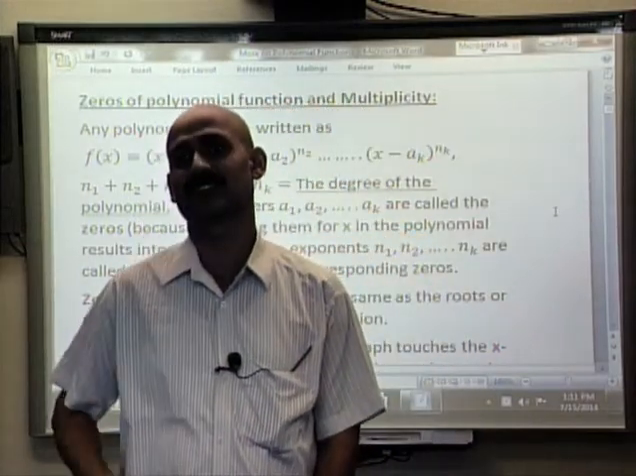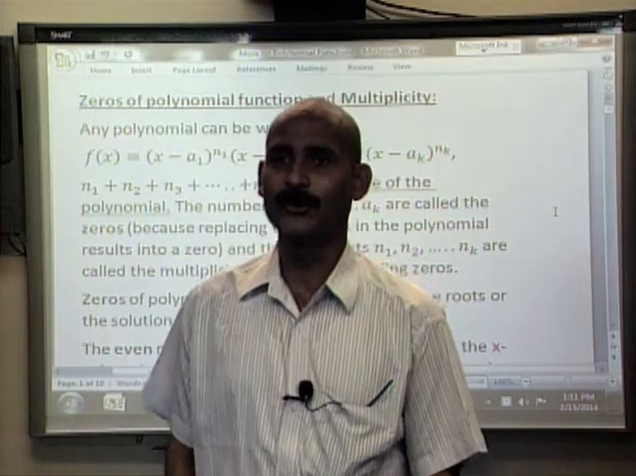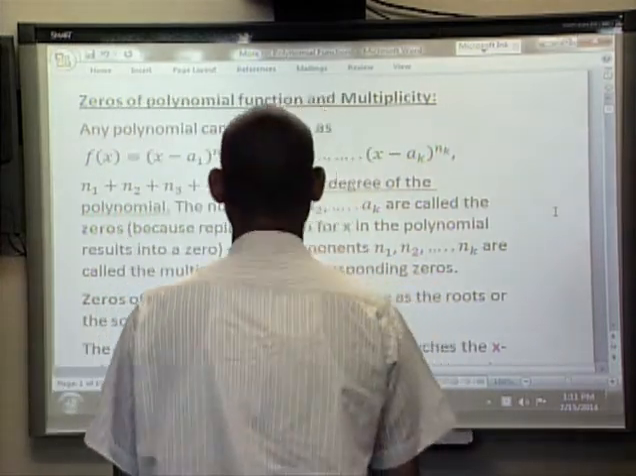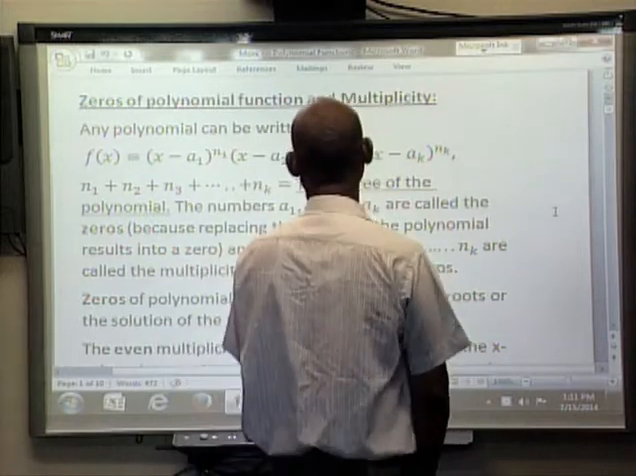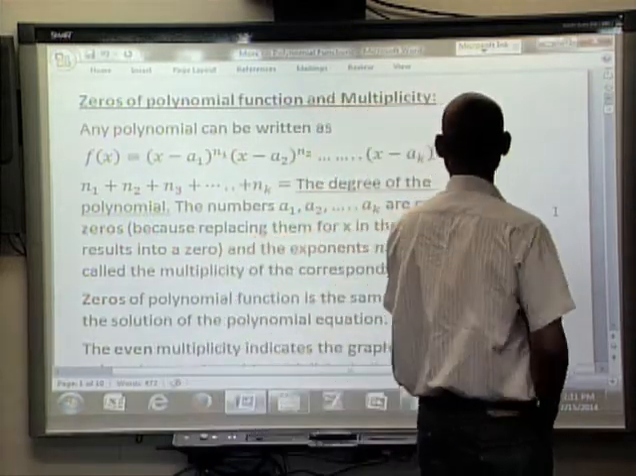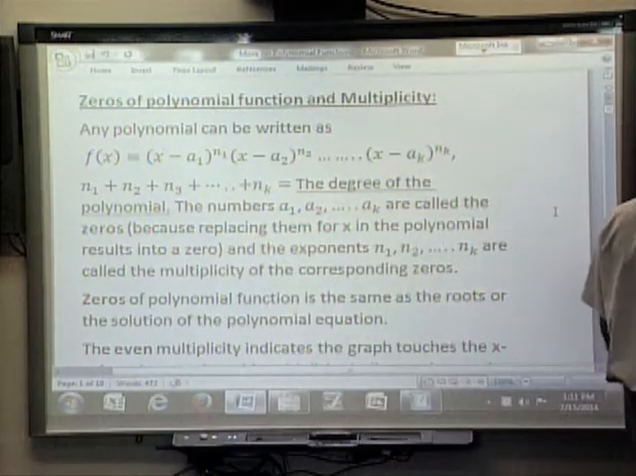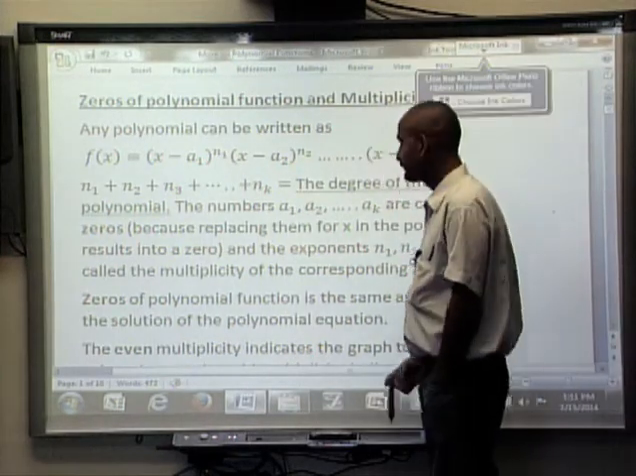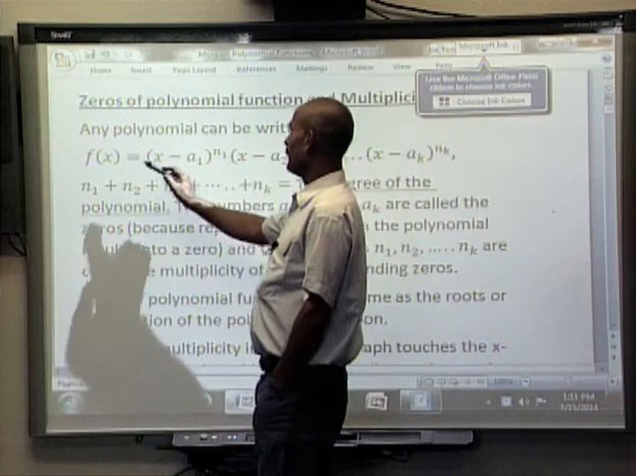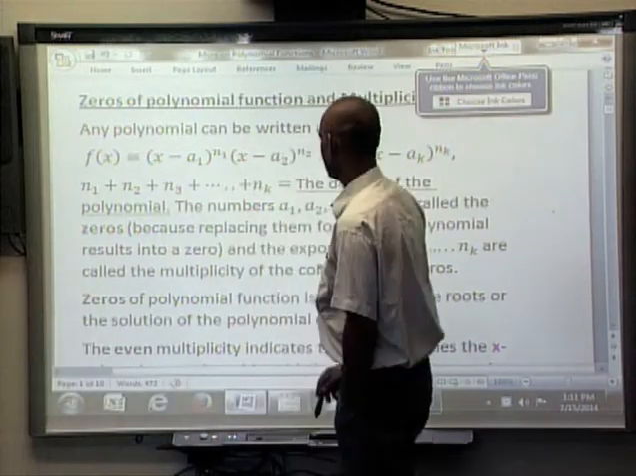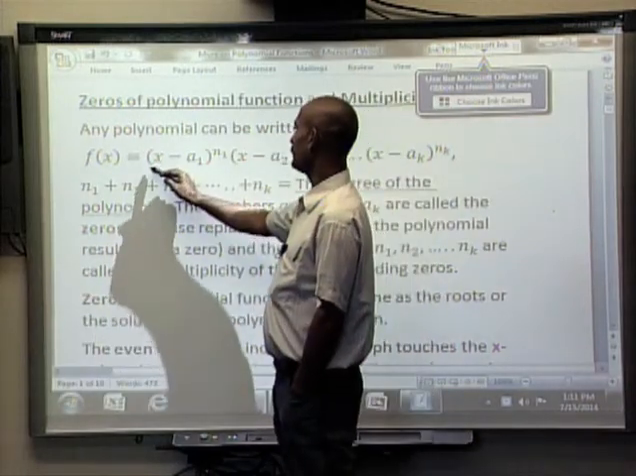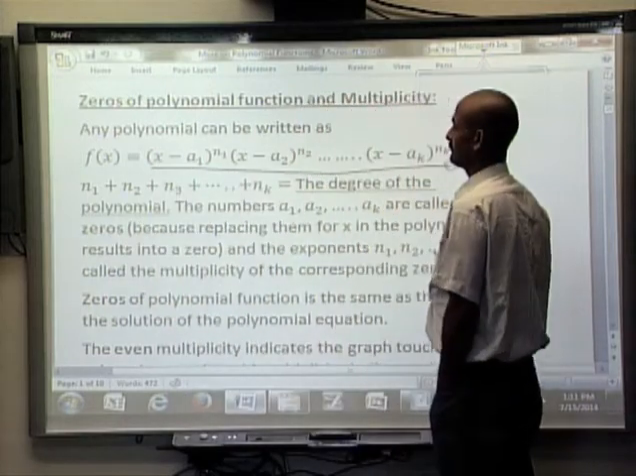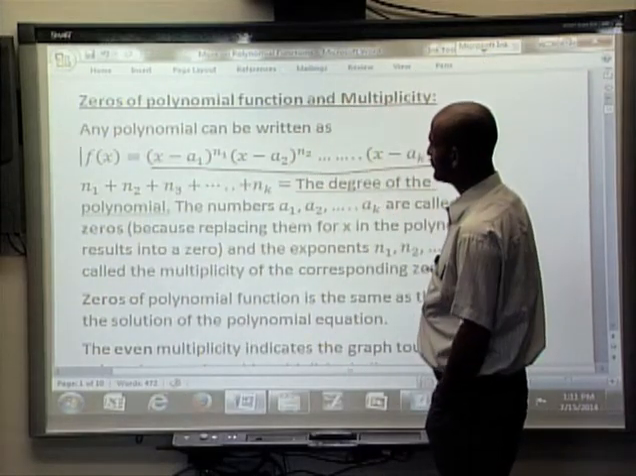Let's talk a little bit more about polynomial functions. So, we will start with talking regarding zeros of a polynomial function and their multiplicity. Any polynomial function can be written in this format. Well, looks a little scary.